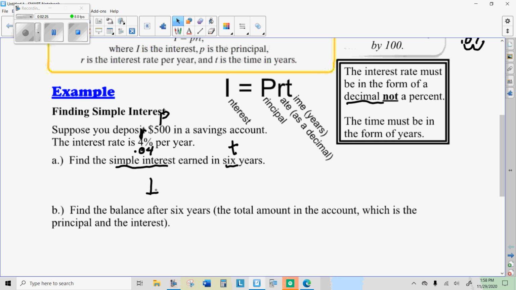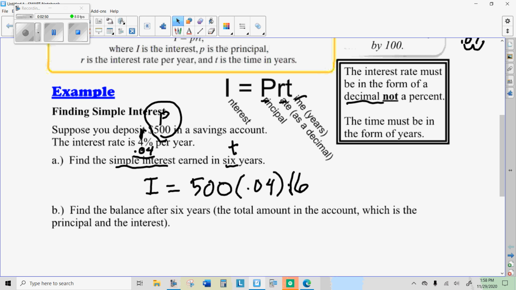It's I equals principal times rate times time. So we labeled each of those. Here's our principal, $500. And our rate, we always have to write that as a decimal when we use the formula, so 0.04, times the time, which is 6 years. I think I'm going to use parentheses for all of these. Then you just use your calculator and do those calculations.